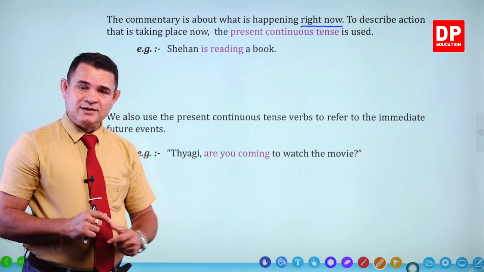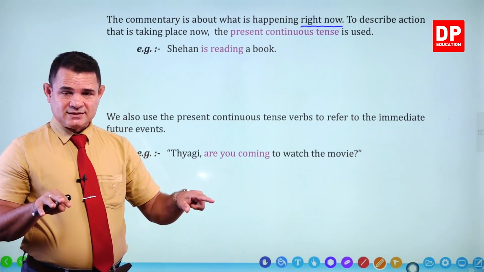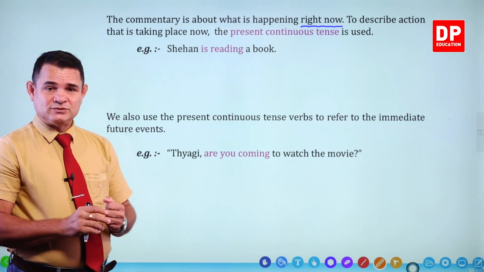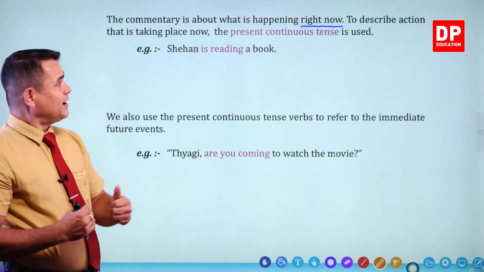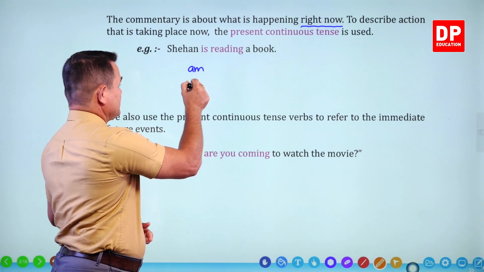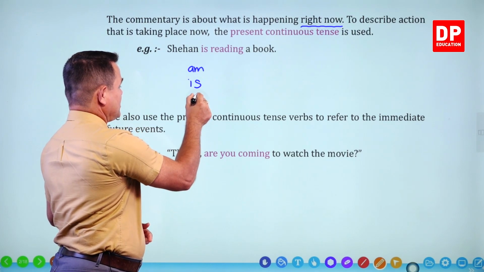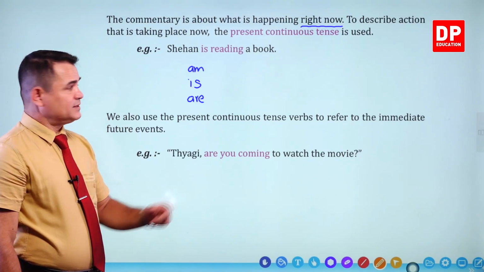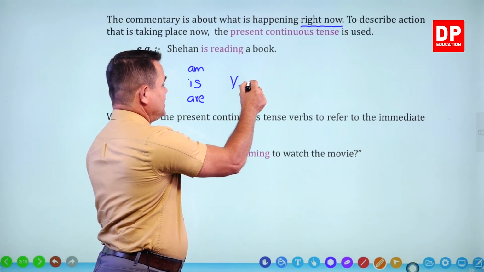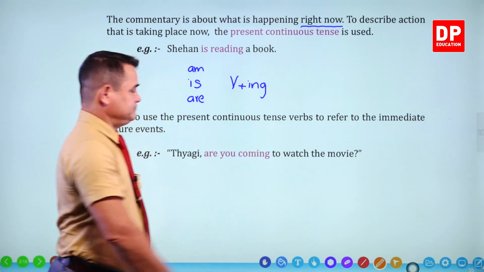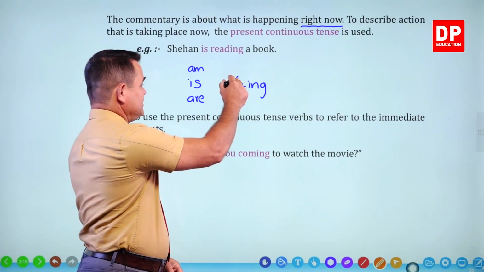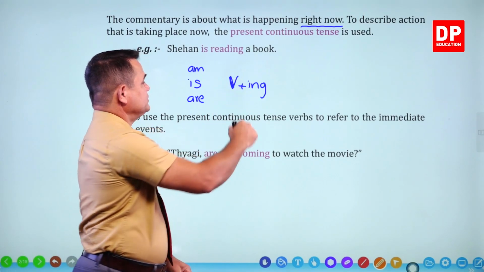We talked about verbs in the previous lesson. I told you what be verbs are: am, is, are, was, were. We are talking about present continuous. Present means am, is, are, then the continuous form, the verb plus ing.